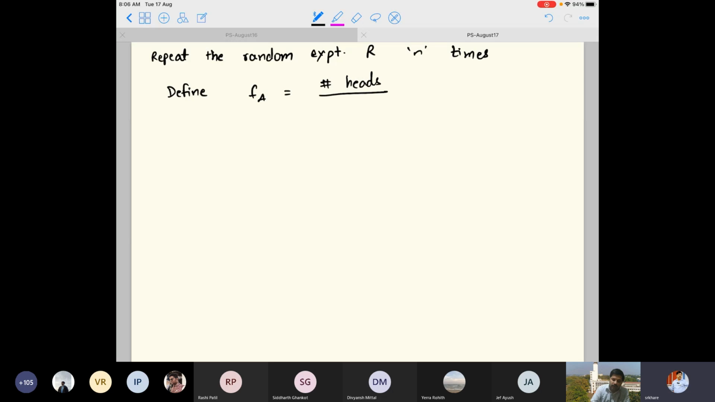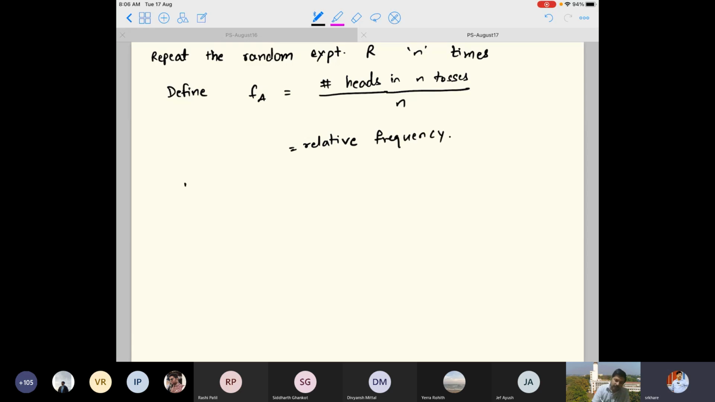Let's quickly revise. What we did: repeat the random experiment R n times, so n repetitions are done. Then we define f of A to be equal to the total number of heads in n tosses divided by n, which is called the relative frequency. This is the definition of relative frequency.